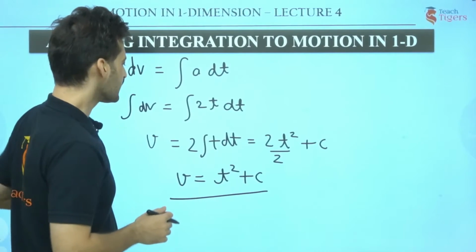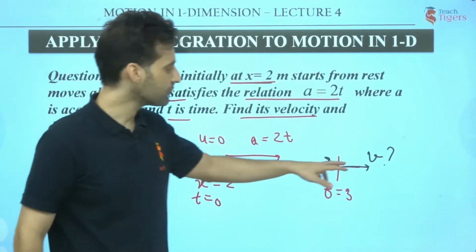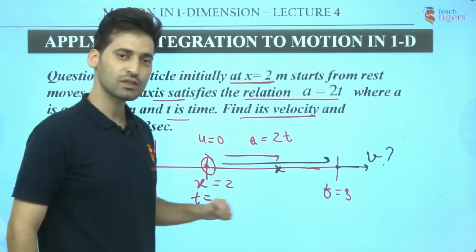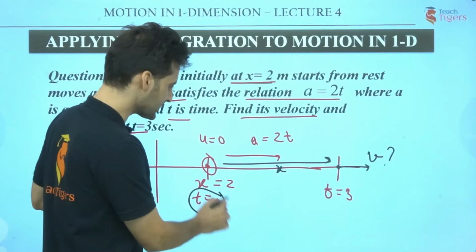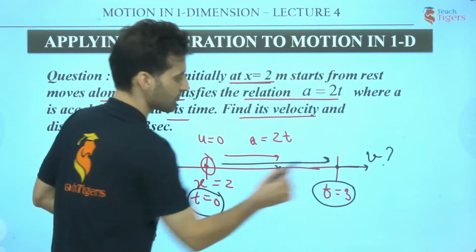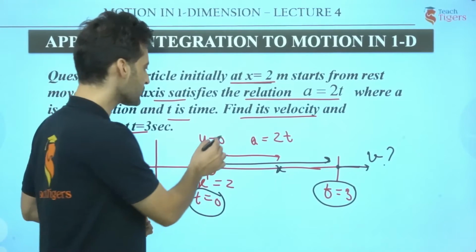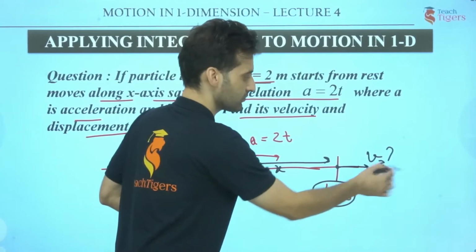Now try to understand over here. I need to get the value of v at what time? At t equals 3 seconds. So what are the limits here? The limits for time can be taken as t equals 0 to t equals 3. I could have taken that. And what are the limits of velocity? The limits of velocity I could have taken as u, which is 0, to v at this point, whatever it is.